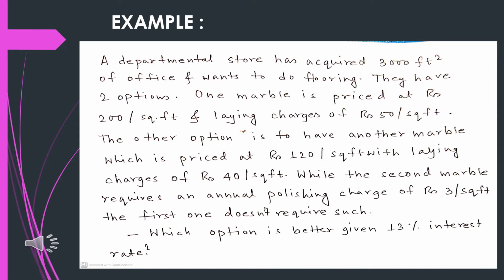One marble for flooring is priced at rupees 200 per square feet with laying charges of rupees 50 per square feet, whereas the other option is another marble priced at 120 rupees per square feet with laying charges of rupees 40 per square feet. The second marble requires an annual polishing charge of rupees 3 per square feet. The first one does not require any of such. So given the options, we need to find out which option is better, given the 13% interest rate per annum attached to both.